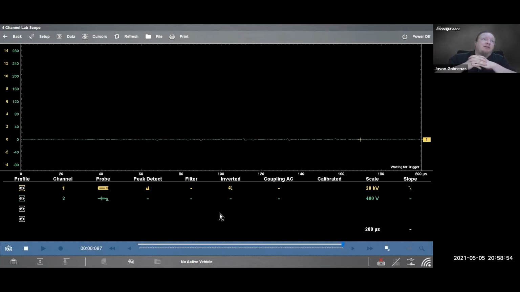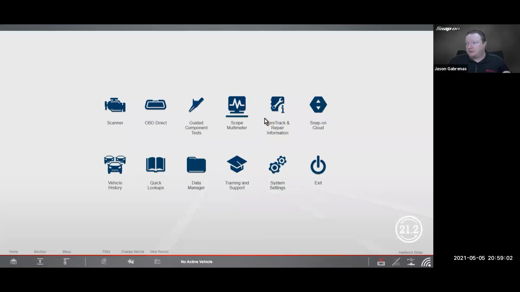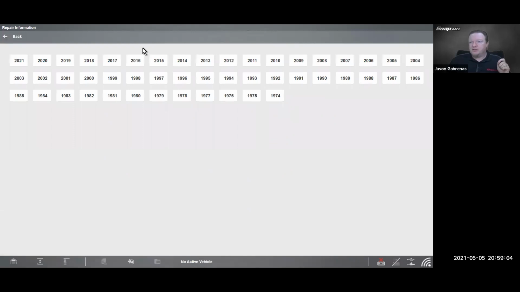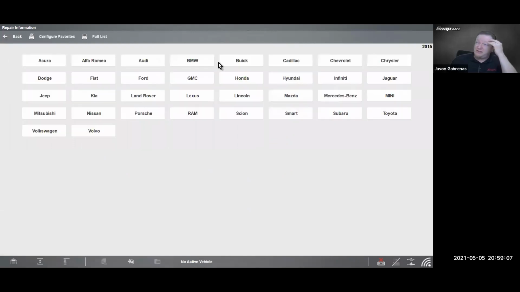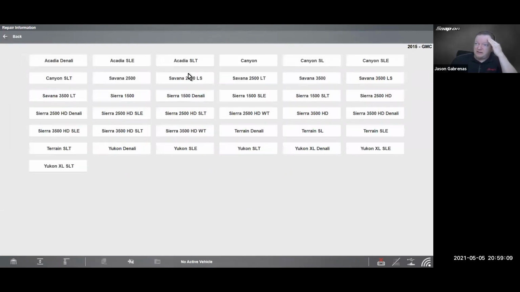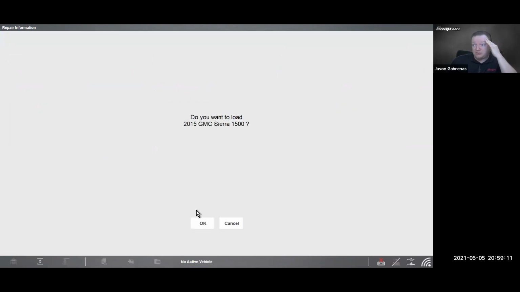Okay, Bill asks, is there commonly a splice pack where nodes for different modules can be removed from the bus in order to facilitate isolating shorts? Yes, but it depends on the manufacturer. So let me see if I can find one. Let me remember one, I think it was a 15 GMC Sierra I worked on that had that.